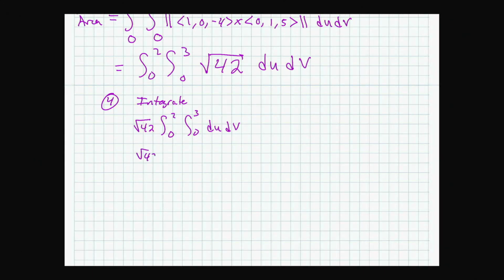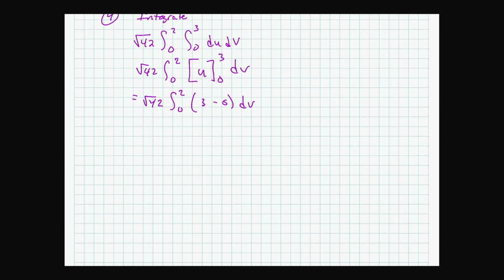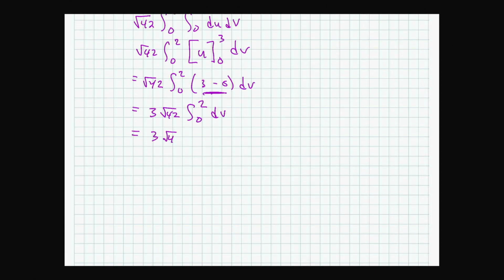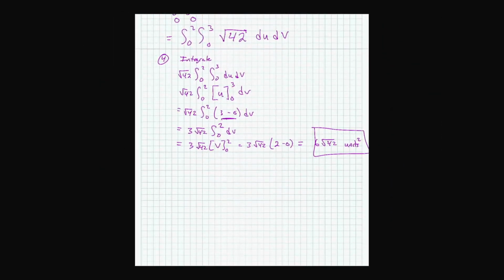So this is going to be square root 42, integral from 0 to 2. Integrate du, you get u, from 0 to 3. That's going to be square root 42, integral 0 to 2 of 3 minus 0 dv. That's 3. I will take the 3 out, have an integral from 0 to 2 of dv, which is v from 0 to 2, which is 2 minus 0 when we plug in the limits, and we get 6 square root 42. And this is an area, so I'm going to write units squared. And that's it. So we just do the integral once we set it up. Okay, and that is how you do a surface area integral.